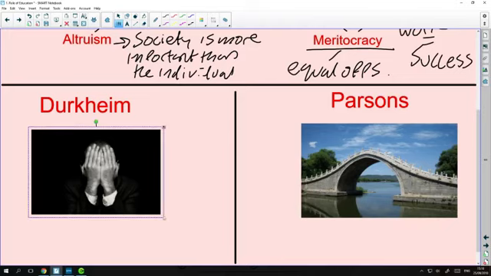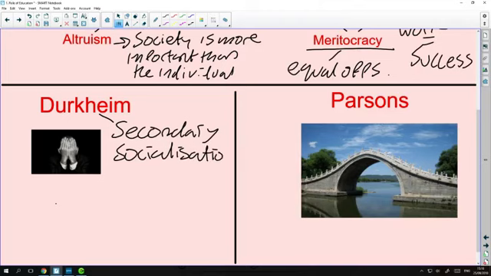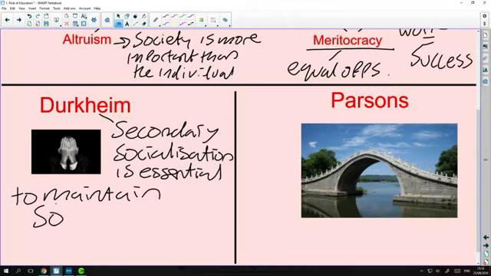So, as you well know, Durkheim is the founder of Functionalism. And he thinks education is amazing. And we need to talk about what his view is. So, in your notes, please. In Durkheim's opinion, secondary socialisation is essential to maintain social order. So education is essential to maintain social order. We need it.